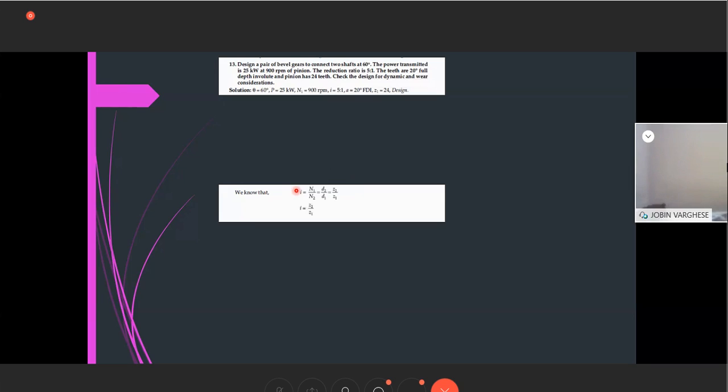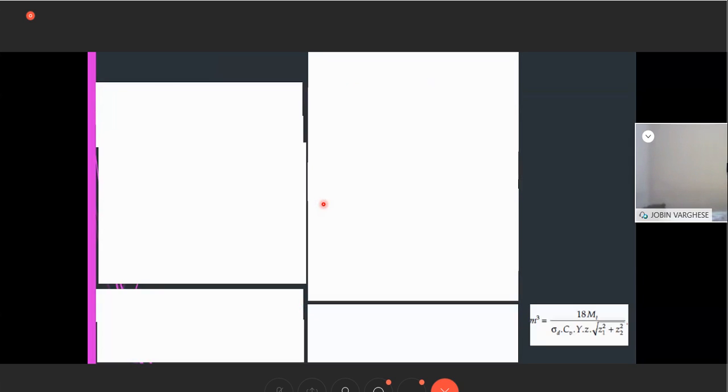Here it is given as I. So the relation here is I equal to N1 by N2 is equal to D2 by D1 equal to Z2 by Z1, or I is equal to Z2 by Z1, because already we have got one variable, that is Z1, which is already given here. So we can find Z2 as I is known, 5:1. So the further calculations move in this case.